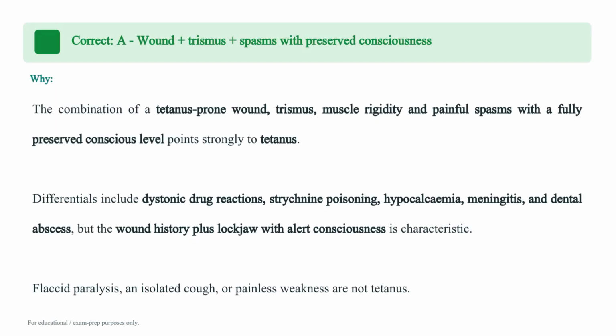The answer is A, a tetanus-prone wound with trismus and a preserved conscious level. The combination of a tetanus-prone wound, trismus, muscle rigidity, and painful spasms with a fully preserved conscious level points strongly to tetanus. Differentials include dystonic drug reactions, strychnine poisoning, low calcium, meningitis and dental abscess, but the wound history plus lockjaw with alert consciousness is characteristic. Flaccid paralysis, an isolated cough, or painless weakness are not tetanus.